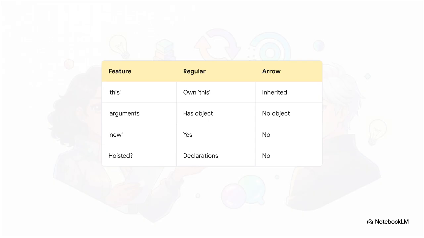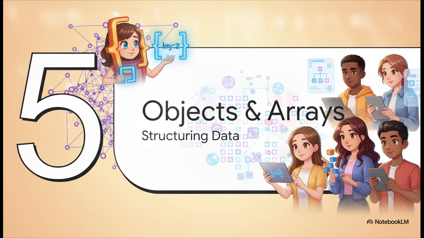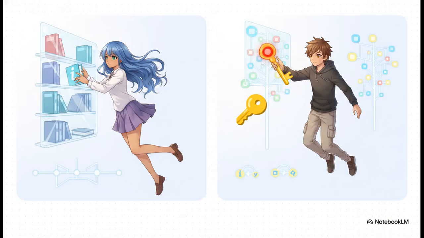Section 5, Objects and Arrays, Structuring Data. Next up, we're tackling how to neatly group all this information using complex data structures, namely objects and arrays. So arrays are ordered, mutable lists, and you create them with square brackets. They come packed with incredibly powerful built-in methods. You can push and pop items to the end of the list, or use functional methods like map to transform every single item, filter to pluck out specific items, and reduce to boil the entire array down to one single value.